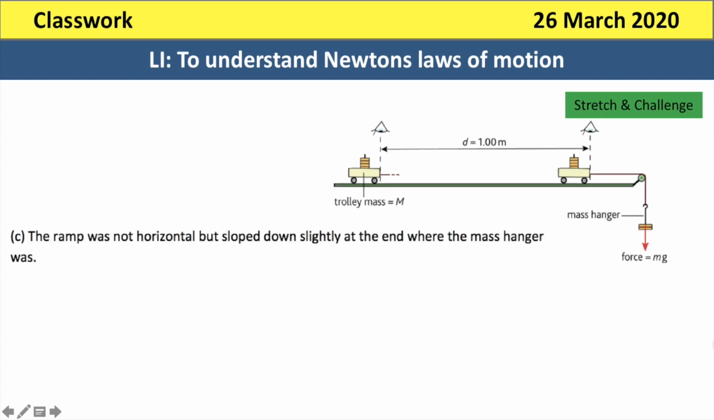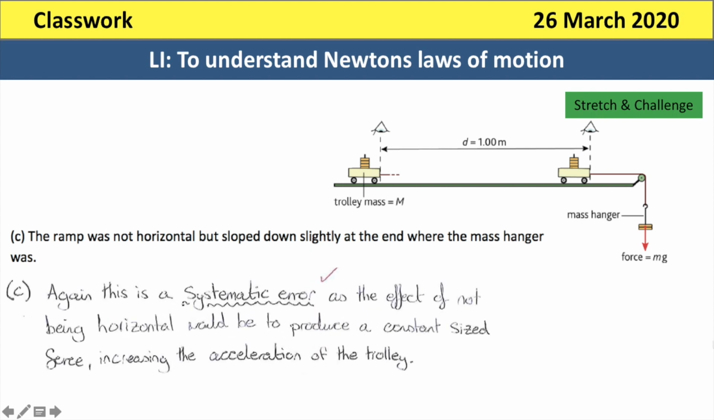Now part C is that the ramp is not actually horizontal, but it's sloped down slightly at the end where the mass hanger was. So rather than this being perfectly parallel, the track is obviously tilted slightly. Now that means that a small component of the weight of the trolley is actually going to act down the slope and cause it to accelerate. So the force that is acting on it will be larger than what the student believes, but again, because that slope isn't going to change, this is going to be another systematic error.